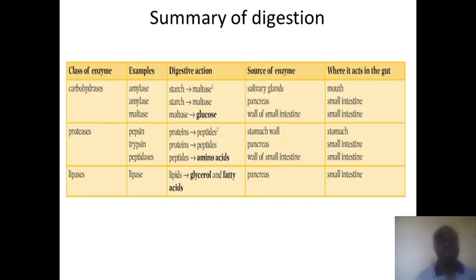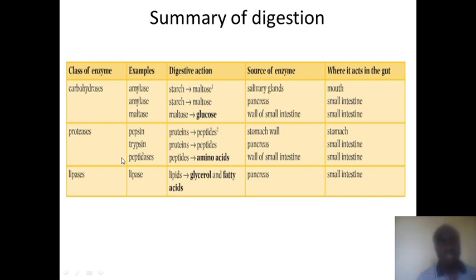Here we have the summary of digestion. We have the class of enzymes. All enzymes that act on carbohydrates, we call them carbohydrases. And the only carbohydrate we digest as humans is starch. We eat others like cellulose, but we don't produce enzymes that break down cellulose.